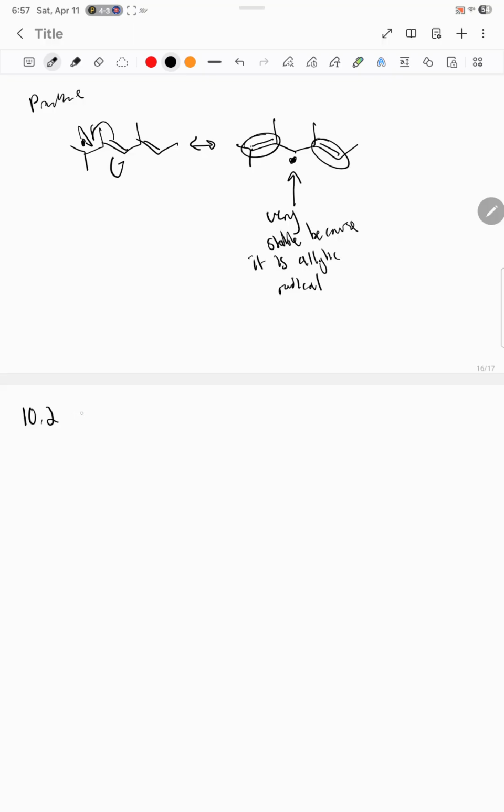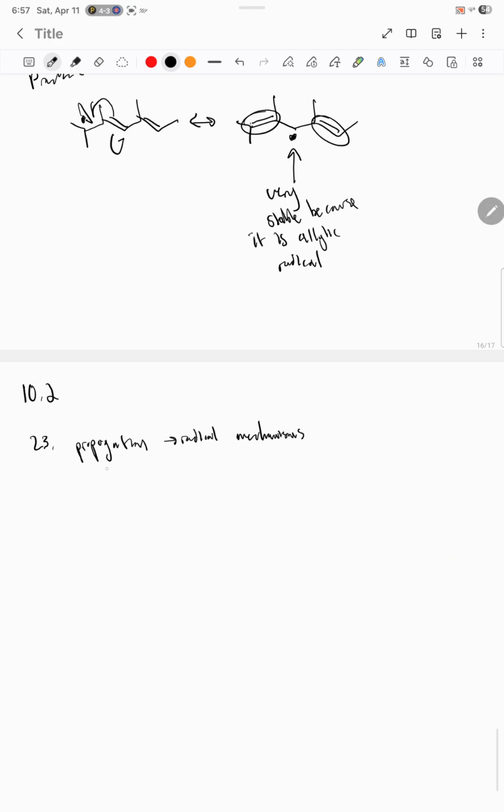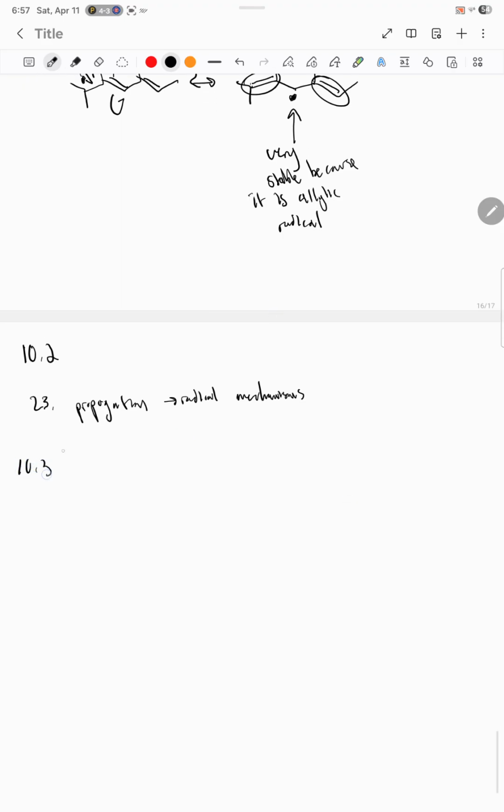Common patterns in radical mechanisms. Point 23. What is the definition of propagation of radical mechanisms? Propagation for radical mechanisms describes the transfer of unpaired electrons from one place to another. We will explore that later in the upcoming sections, but let's go on to 10.3.